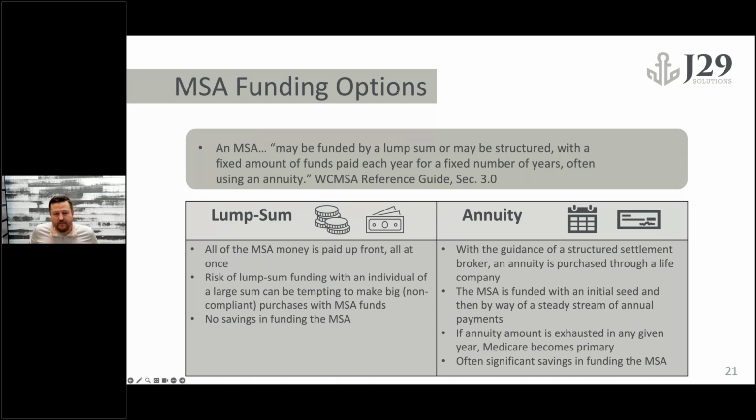Now, most MSAs I see done are funded via annuity, and I'm not here to sell you on annuities, but I think there's tremendous benefit there. Typically, the carrier or the work comp payer saves money up front, and they're able to purchase this annuity at present day value, and it'll pay out the total amount of that MSA, but they're able to buy it at a cheaper amount.